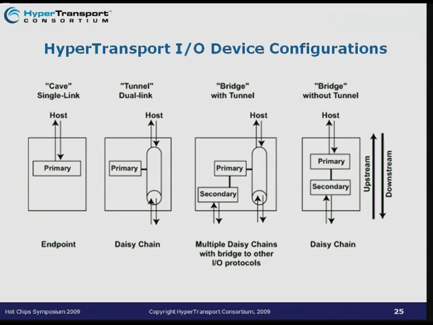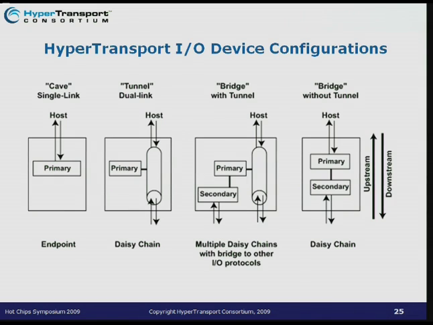Because when we have, in addition to the host, the cave, which is the other end of the chain, we have tunnels that are those intermediate devices with possibly an attached peripheral device. We can also have those tunnels with a bridge to a secondary chain, and that secondary chain may be a HyperTransport chain or maybe a chain implemented with a different technology.